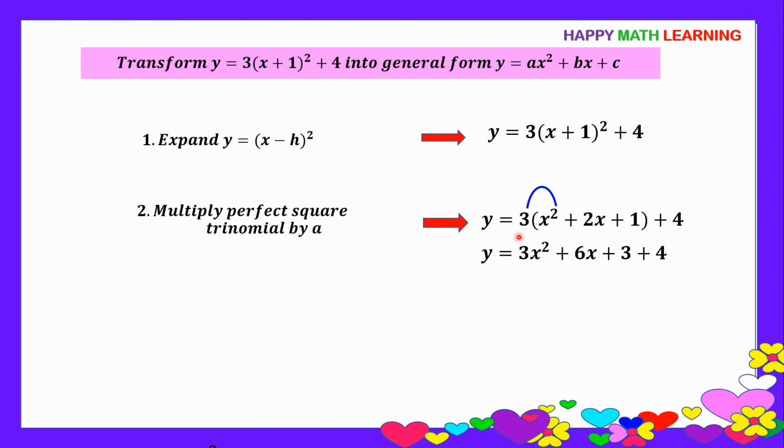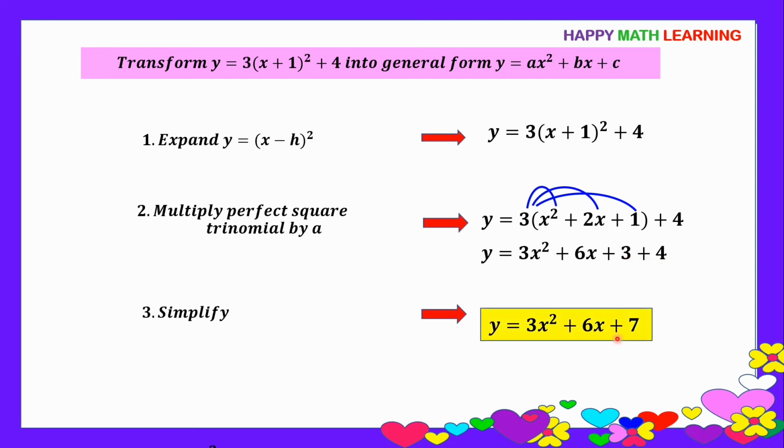Step 2. Multiply perfect square trinomial by a. 3 times x squared equals 3x squared, 3 times 2x equals positive 6x, 3 times positive 1 equals positive 3, bring down positive 4. Step 3. Simplify. Bring down y equals 3x squared plus 6x. Then, positive 3 plus positive 4 equals positive 7. Therefore, the general form is y equals 3x squared plus 6x plus 7.